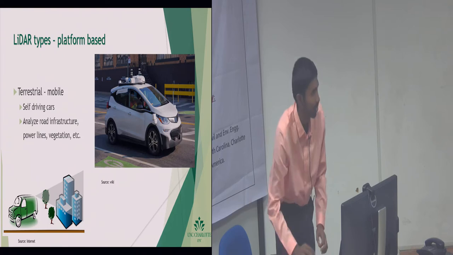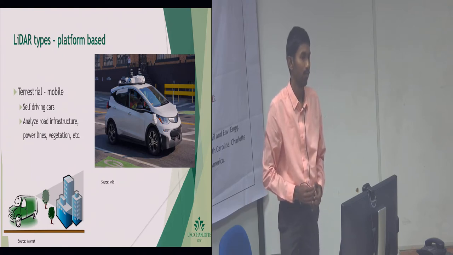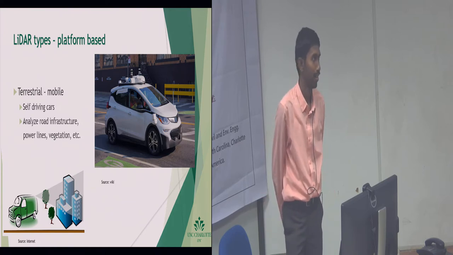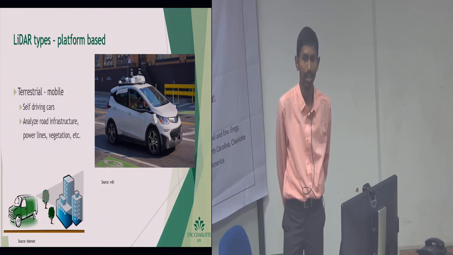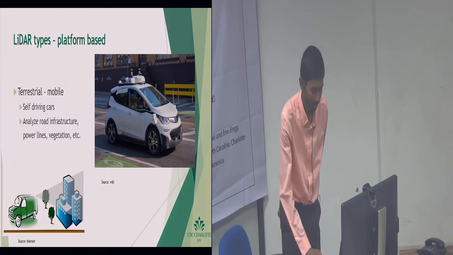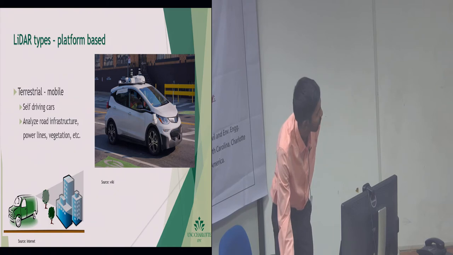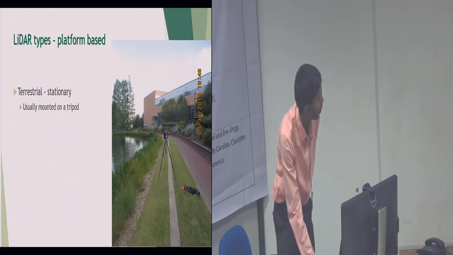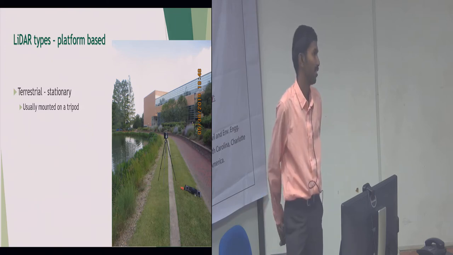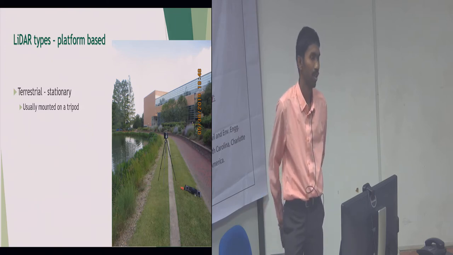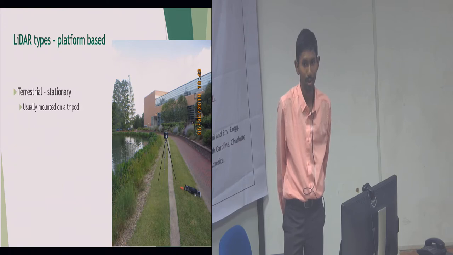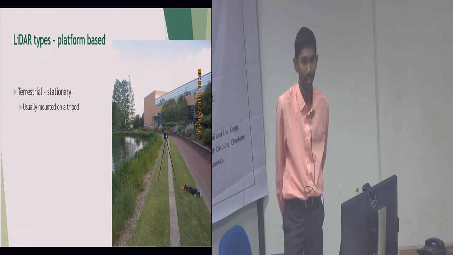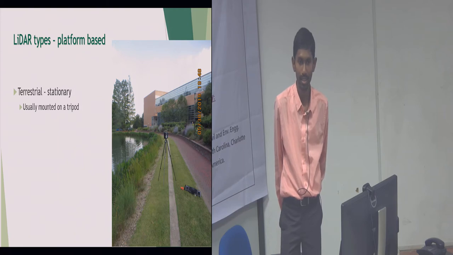Next, we have terrestrial mobile LiDARs. These are usually attached to self-moving cars and also used to analyze infrastructure, power lines, and buildings. We also have the stationary LiDAR, which is usually mounted on a tripod, and these can be used to scan buildings, interior of buildings.